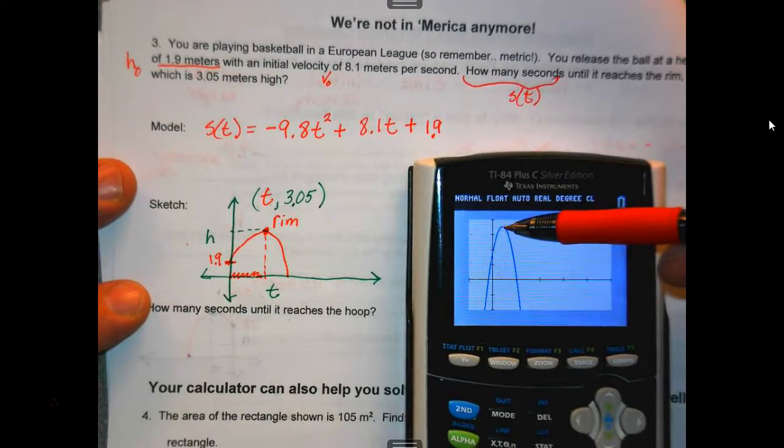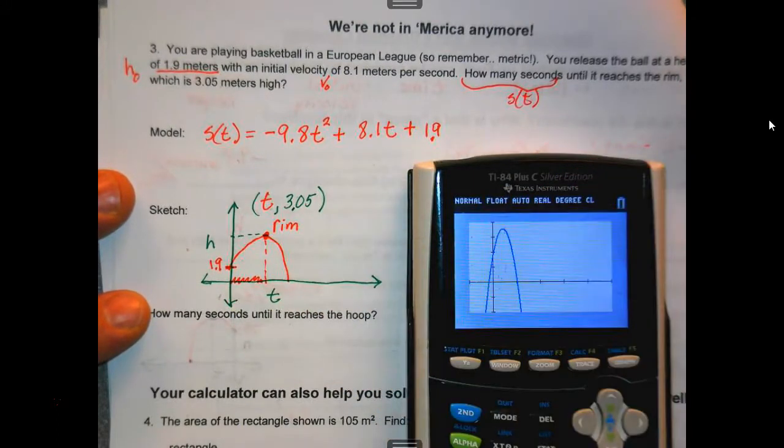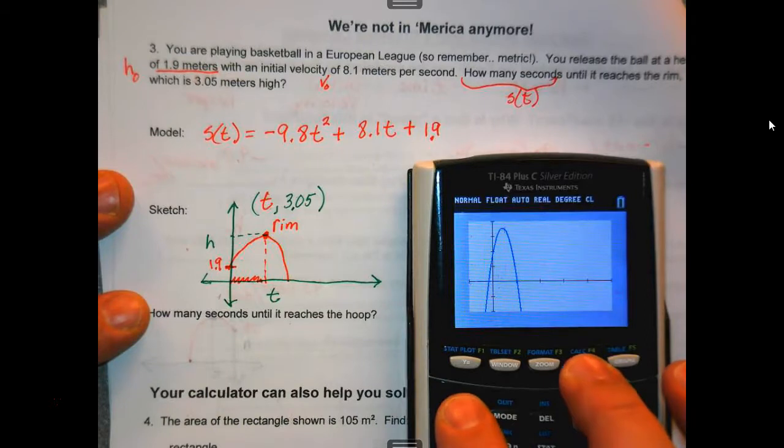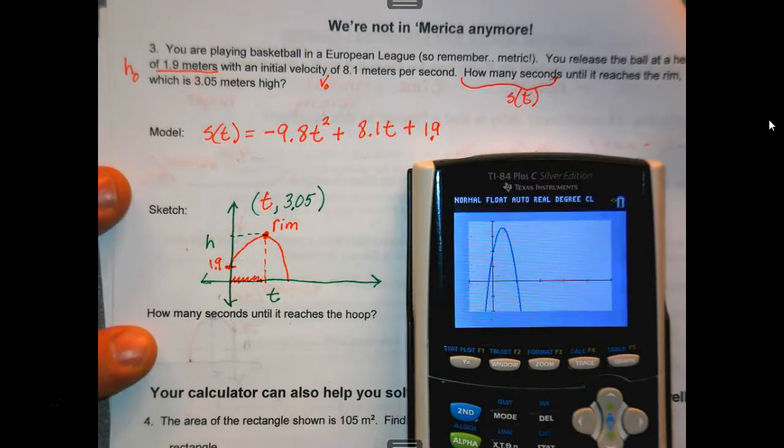So I need to find that vertex again. That's our maximum, right? I need that t value there for my time. Does everybody remember how to do this? Second, trace. We're looking for the maximum this time, not the intercept. Hit enter. Left bound. I need to be to the left of that point. So I'm going to hit enter. Right bound, I need to be to the right of the vertex. Hit enter and enter again.